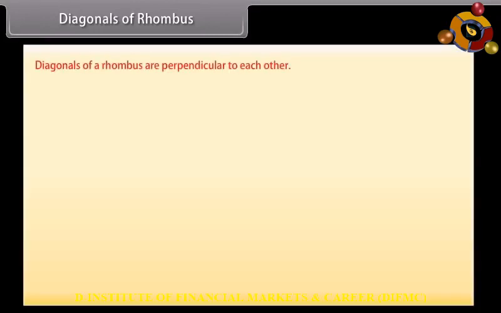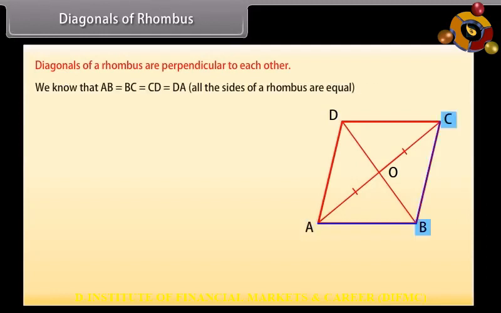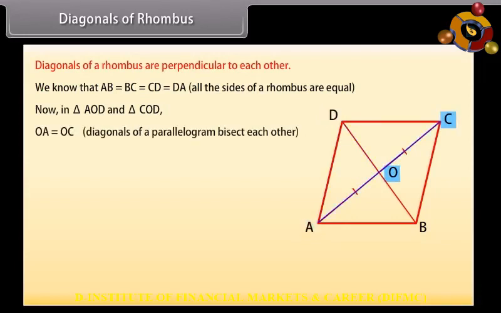Diagonals of a rhombus. Let us now prove that the diagonals of a rhombus are perpendicular to each other. Consider the rhombus ABCD. We know that AB is equal to BC is equal to CD is equal to DA because all the sides of a rhombus are equal. Now, in triangle AOD and triangle COD, OA is equal to OC because the diagonals of a parallelogram bisect each other. OD is equal to OD, common.